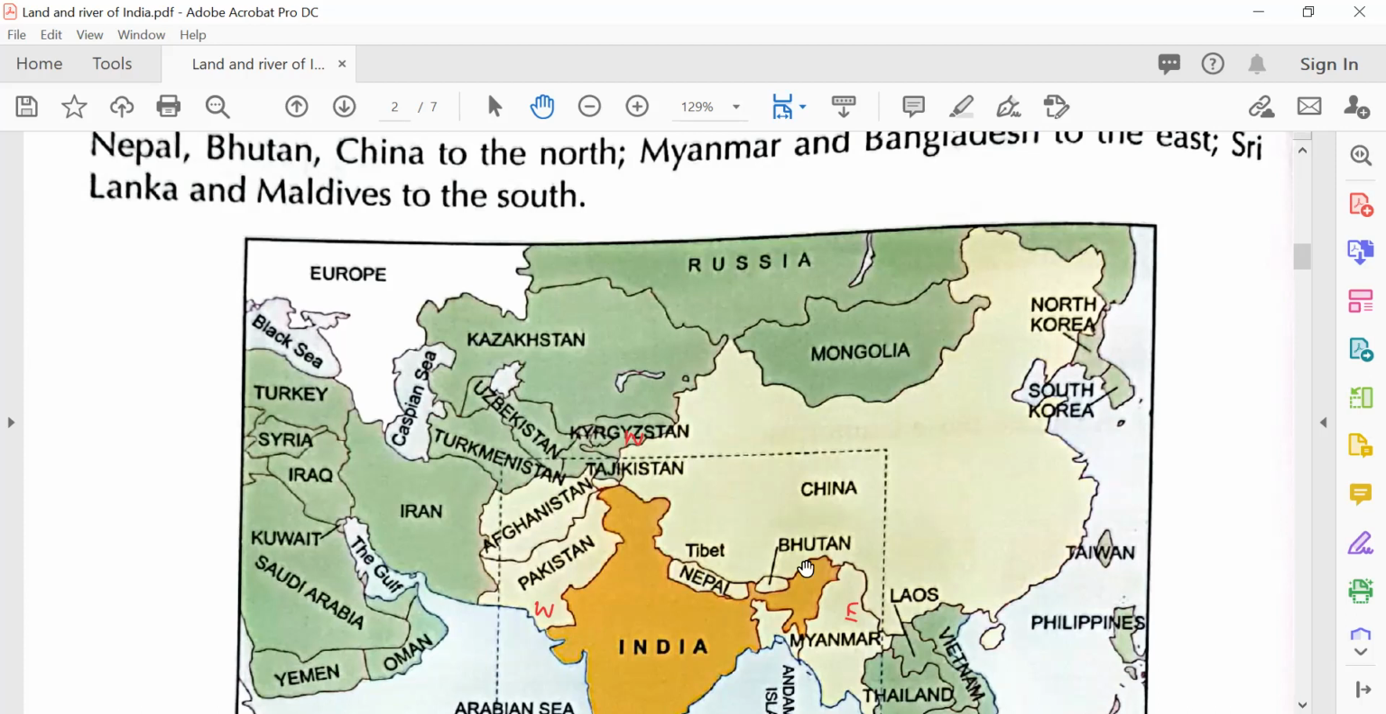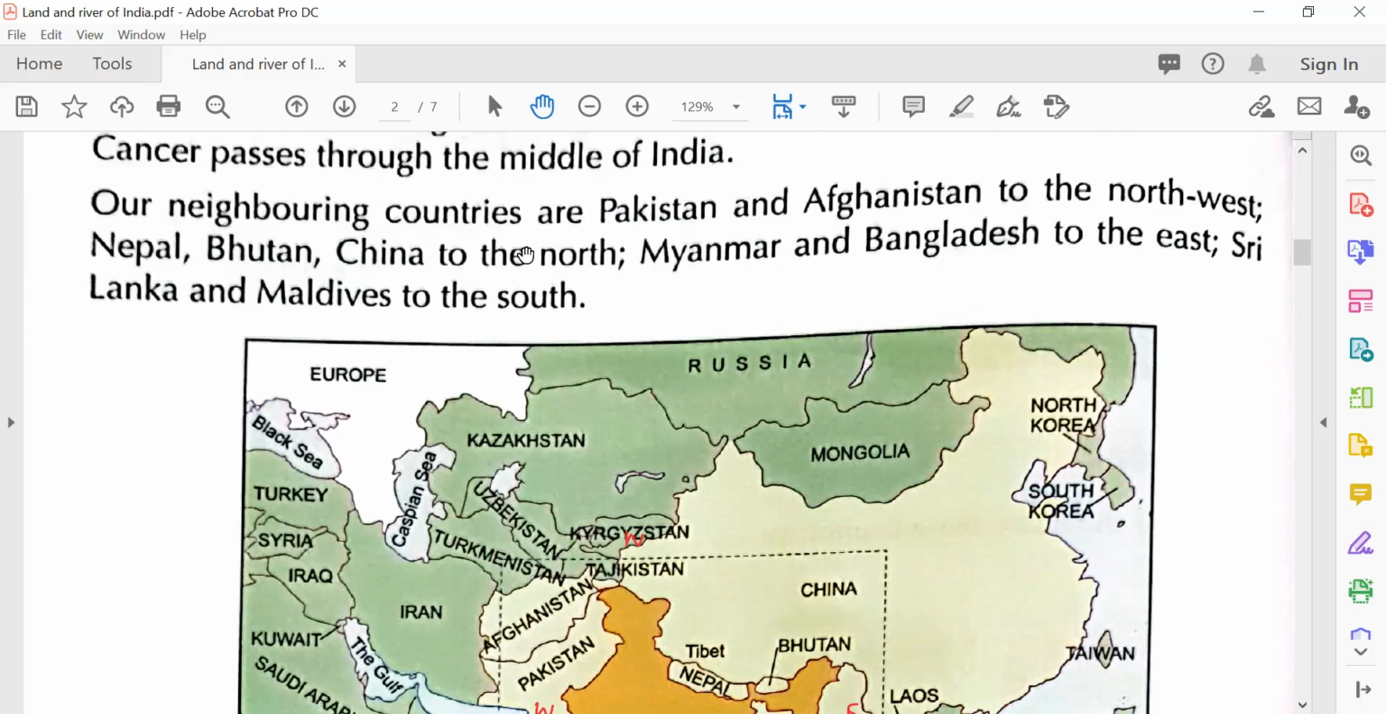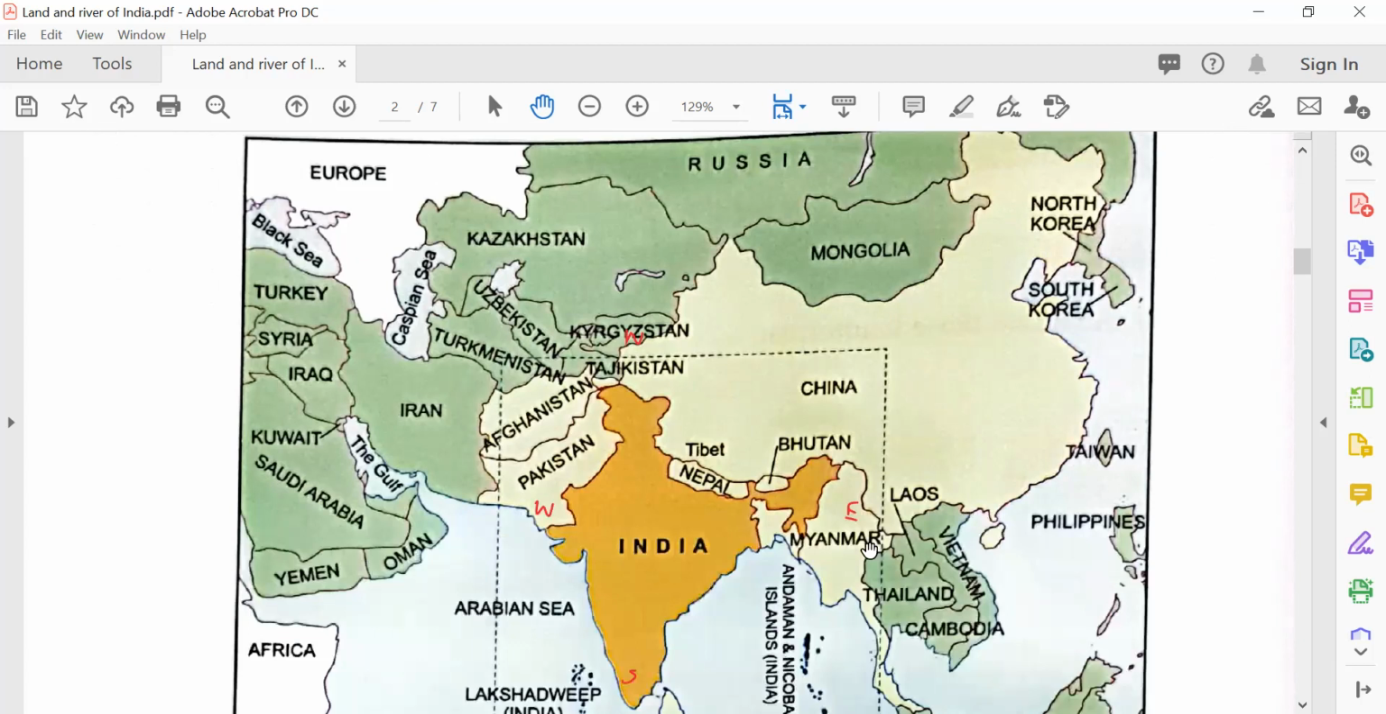Okay. And Myanmar and Bangladesh to the east. So here what you see, Myanmar and Bangladesh. Here it's Bangladesh. So these two countries are in the east. Which two countries are in the east? Neighboring countries?